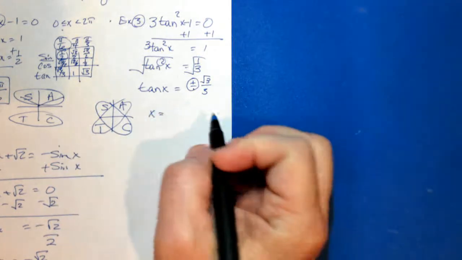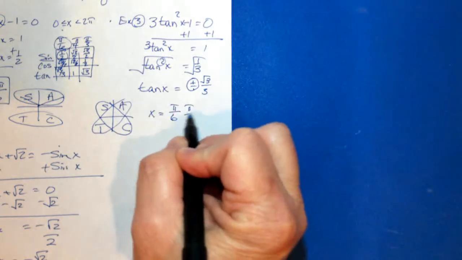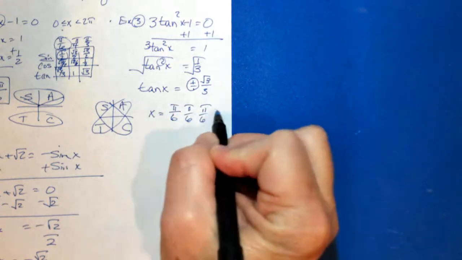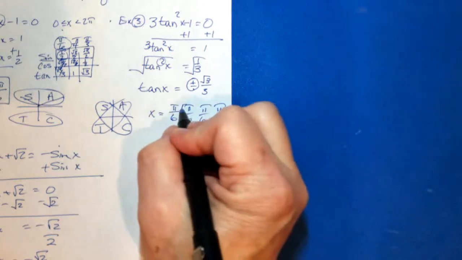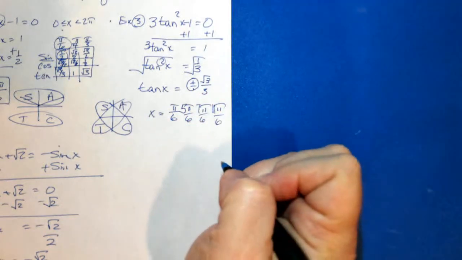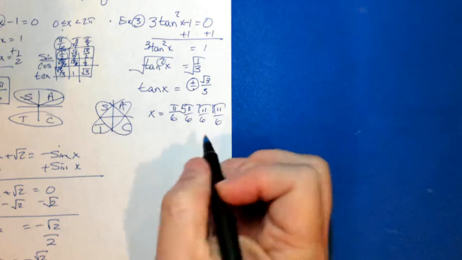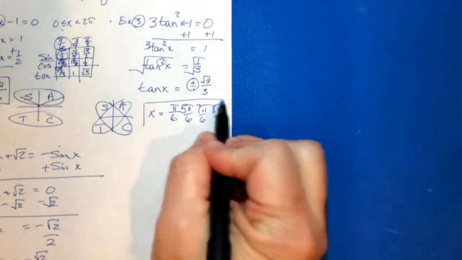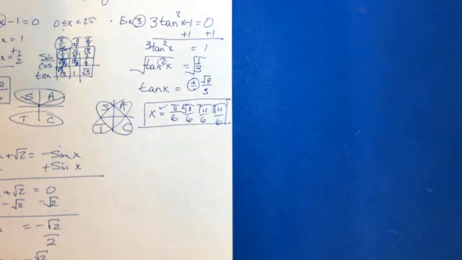So x is going to be any pi over 6 in all 4 quadrants. So that would be pi over 6, 5 pi over 6, 7 pi over 6, and 11 pi over 6. Those would be all of our answers. Okay? Look at that. Isn't that pretty? Okay. All right.